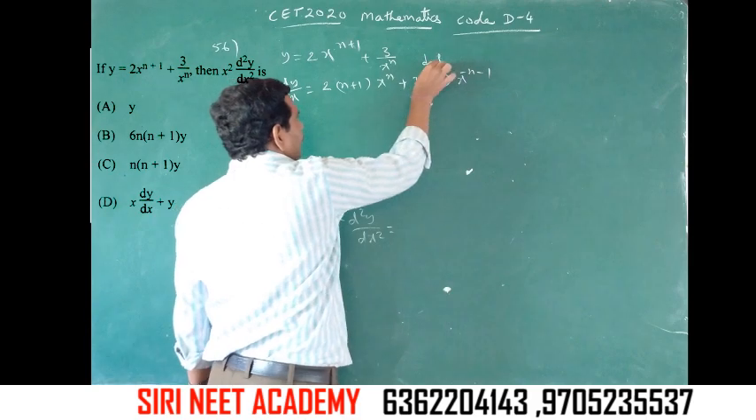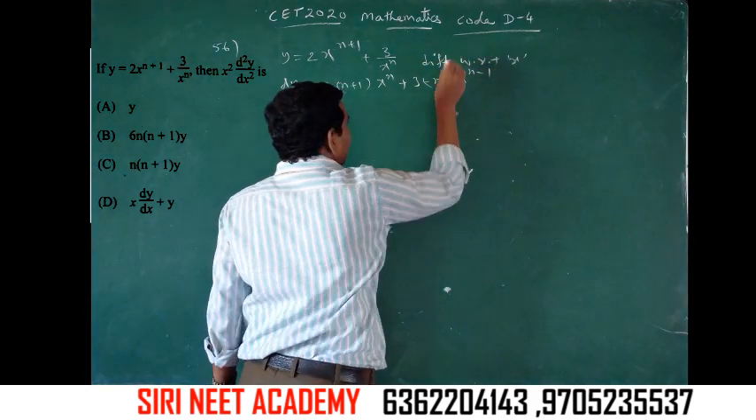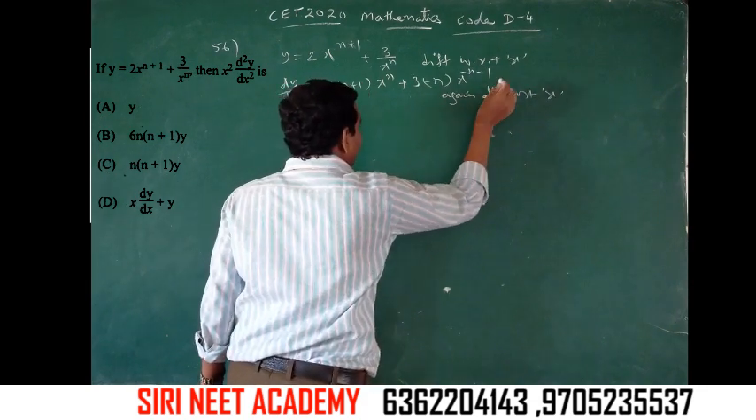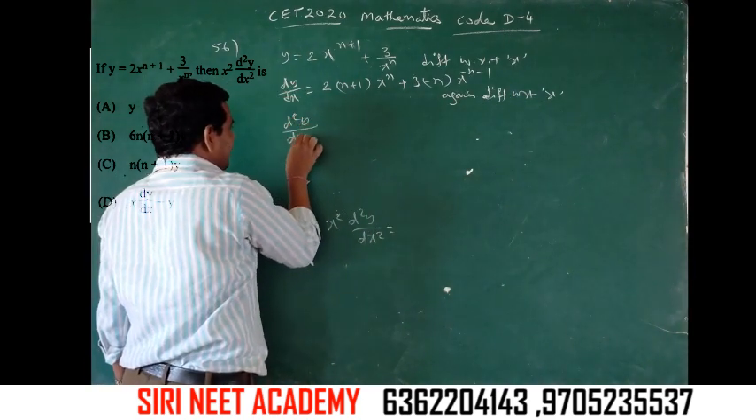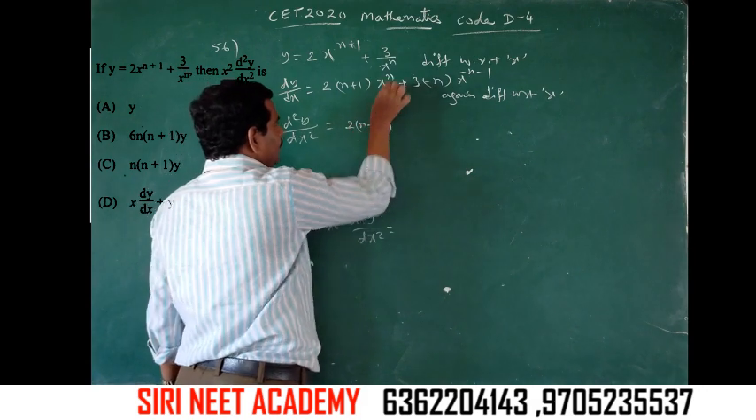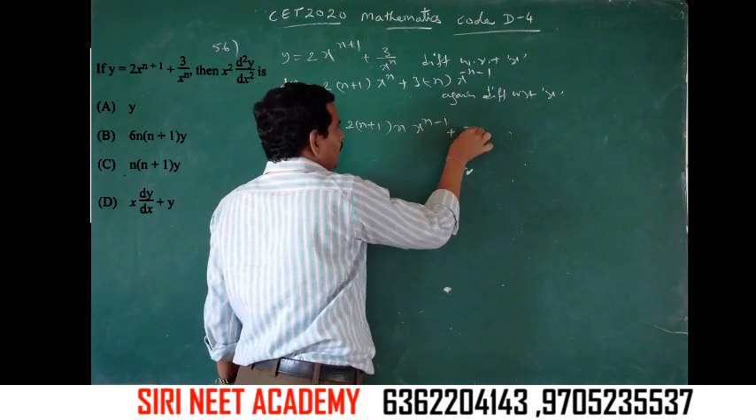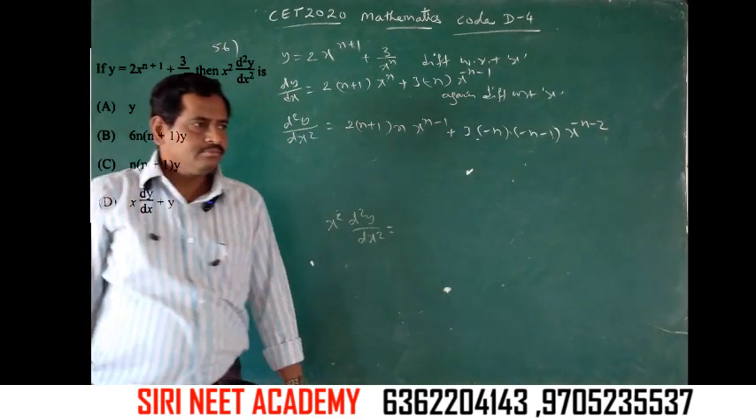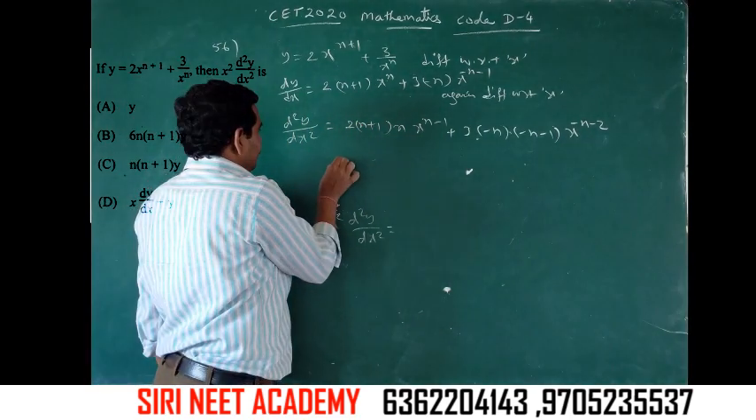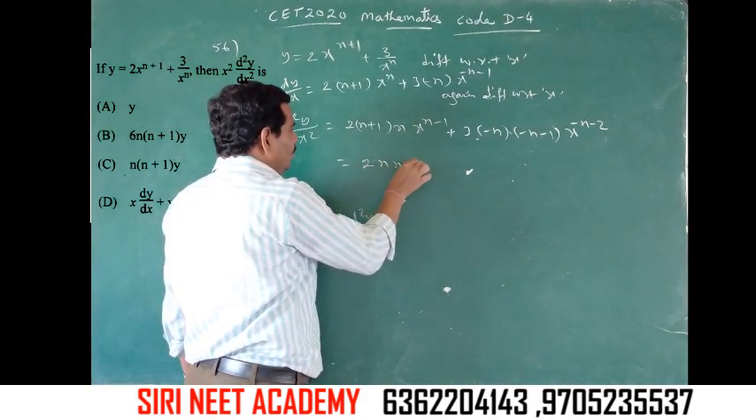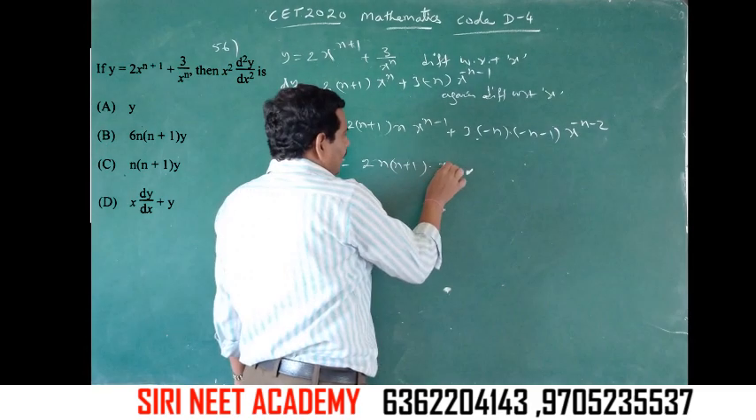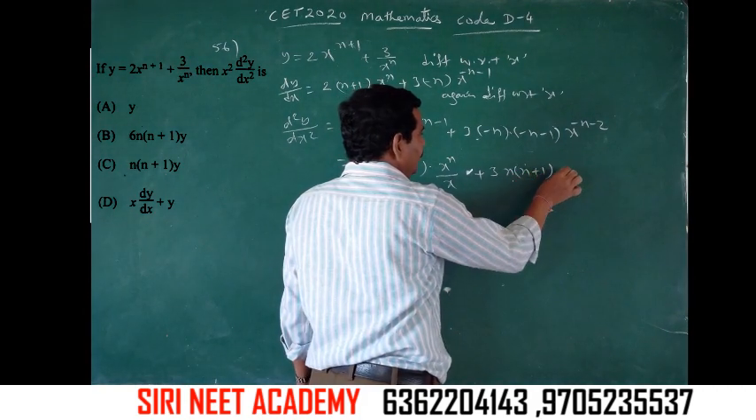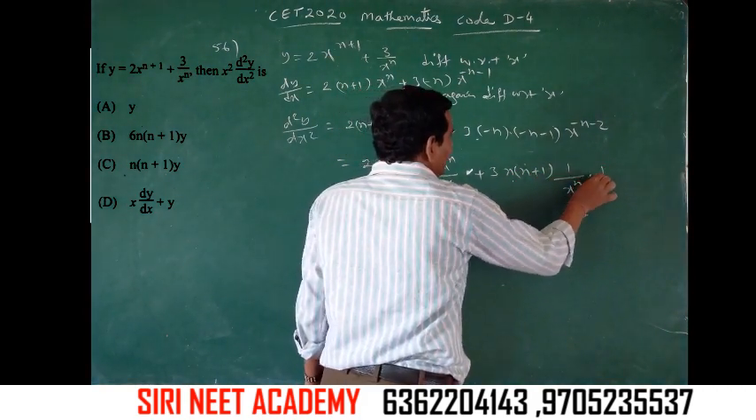Again differentiating for y, d square y by dx square is 2 into n plus 1 into n x power minus 1 minus n minus 1 x power minus n minus 2, that is equal to 2 into n plus 1 into x power n divided by x plus 3 into n plus 1 into 1 by x power n into 1 by x square.